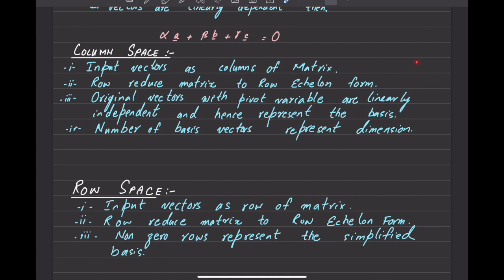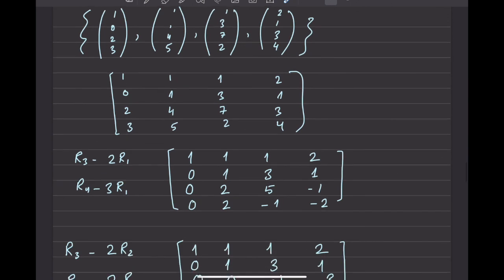So using the column space, what you could do is write down the vectors as the columns of a matrix and then perform the steps of row reduction. Once you have performed the row reduction and written it in row echelon form, you would identify that the columns which contain the pivot variables would represent the basis vectors. But the original vectors should be taken for that. And hence the number of vectors would be equal to the dimension.